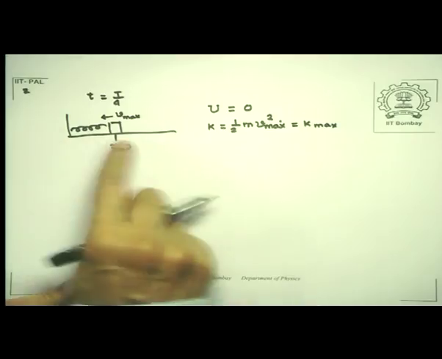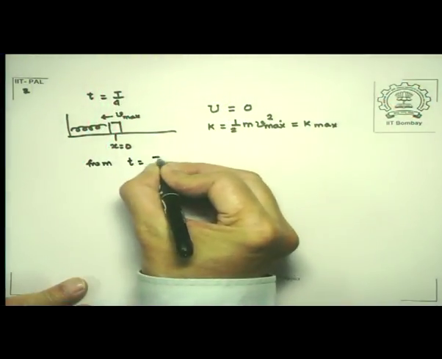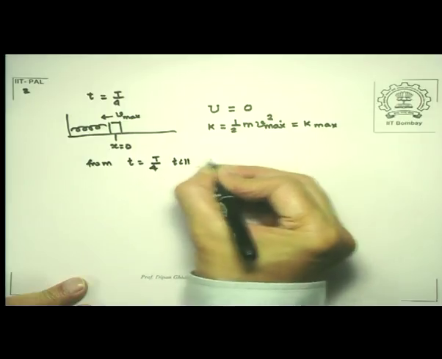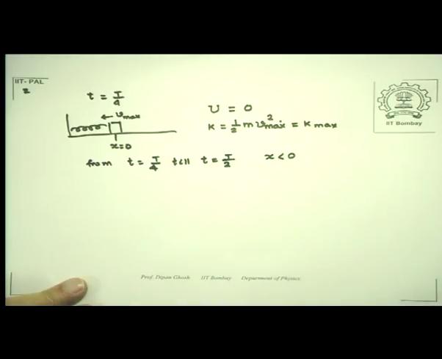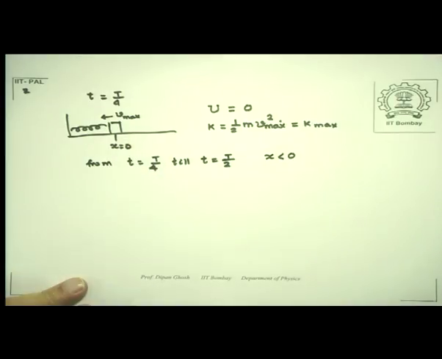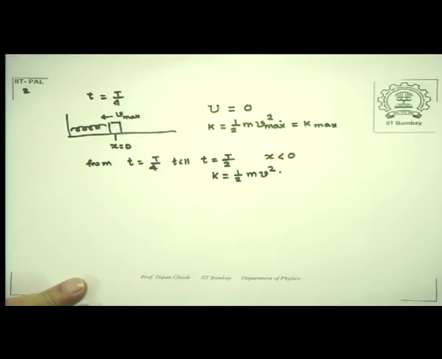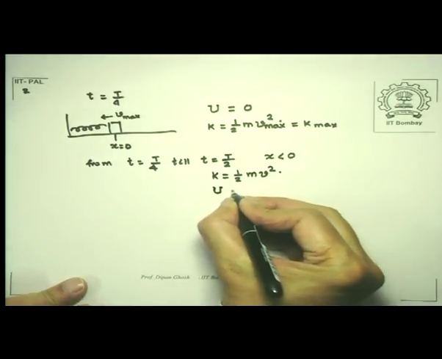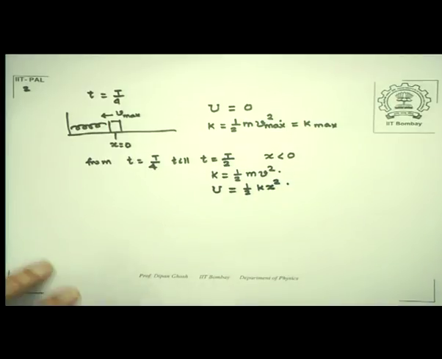Now this mass obviously keeps moving to the left, compressing the spring, and now x becomes negative. From t equal to T by 4 till t equal to T by 2, x is less than 0, and the velocity is v, which is less than v max, so kinetic energy is there, which is half m v square, where v is the instantaneous speed, and the potential energy of the spring is half k x square, where x is the compression that is there.